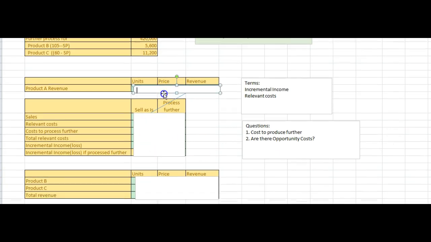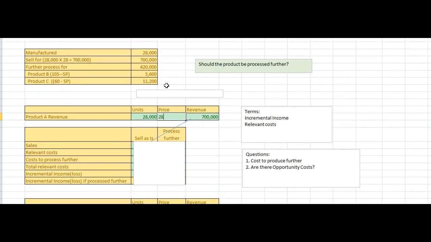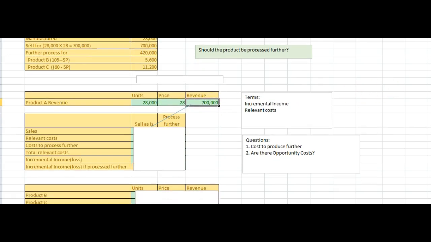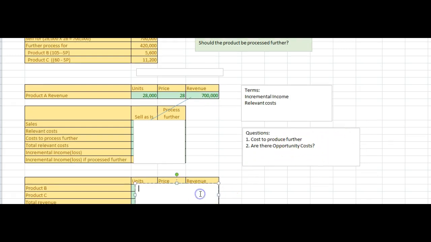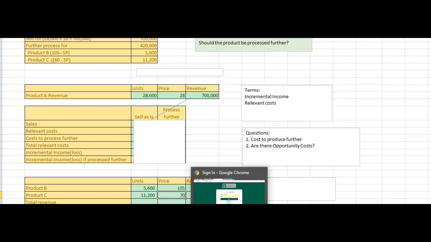So what's my revenue here? For product A, my revenue is 28,000 times the price, which was $28. And that equals $700,000. Now, what if I do product B and C? So we take that, and let's look at this down here. We could make 56,000 of B and 11,200 of C. These are their selling prices. And their sales would be $1,372,000.